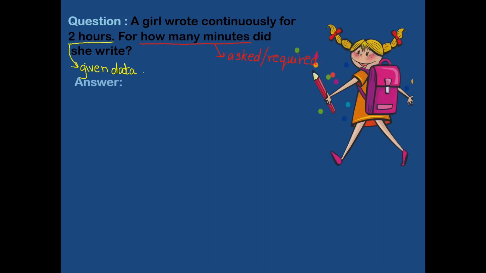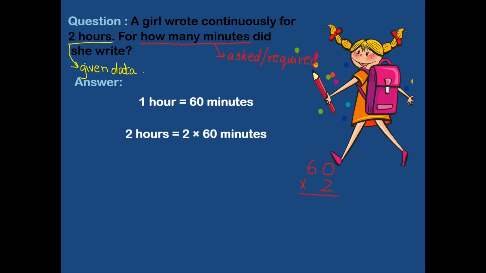So, if 1 hour is equal to 60 minutes, 2 hours will be equal to 2 multiplied by 60, that is 120 minutes. So, the girl wrote continuously for 120 minutes.